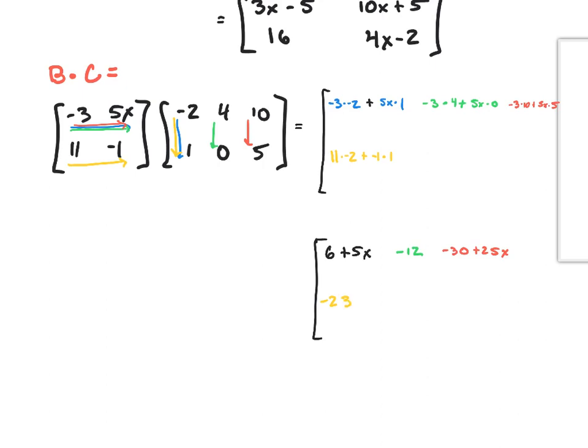As I keep on going here, now I'm going to go across that second row down my second column. So I have 11 times 4 plus a negative 1 times 0, so that is 44. And finally, pink will work here. I'm going to go 11 times 10 plus negative 1 times 5. So that is 110 minus 5, so that is 105. And there you have your matrix that comes from the product of B times C.